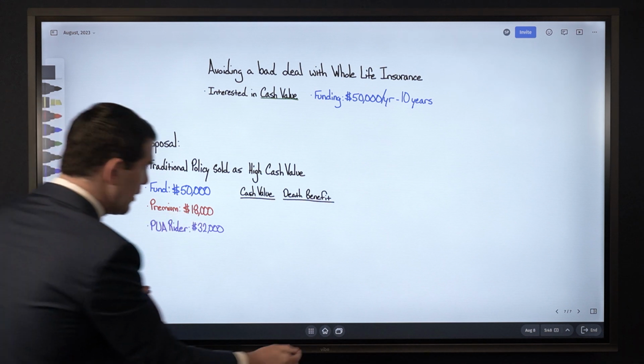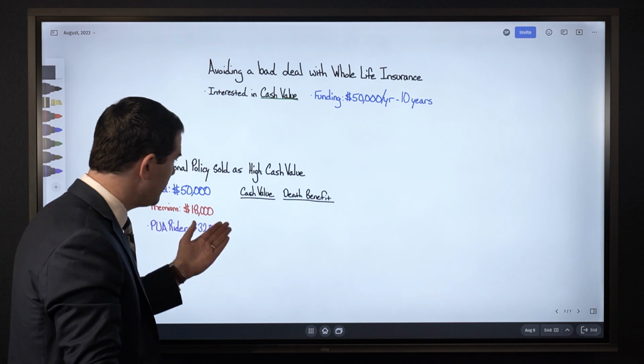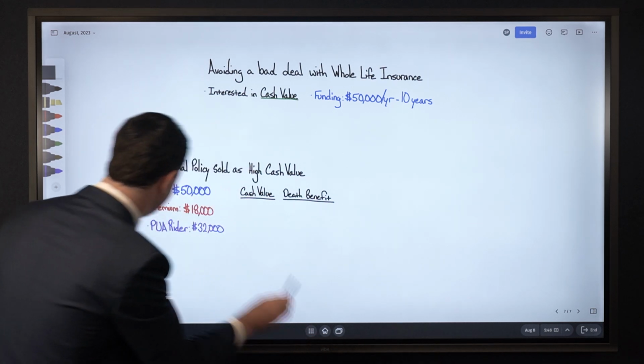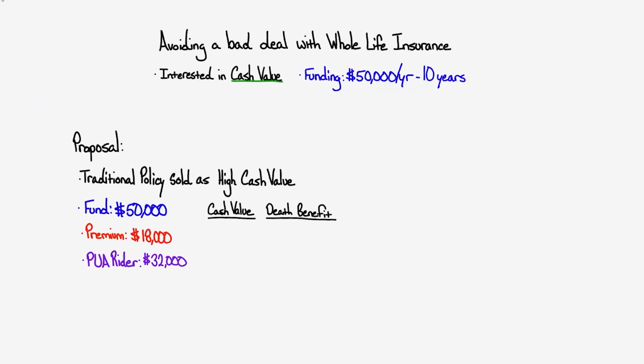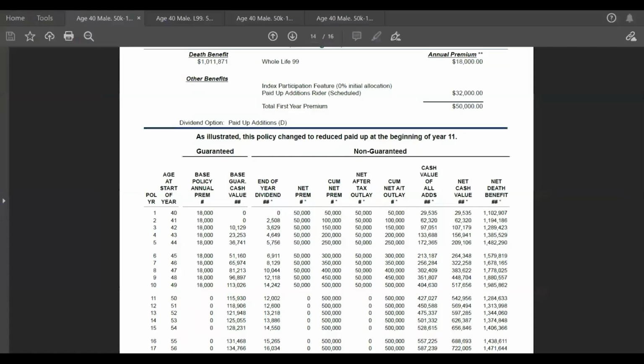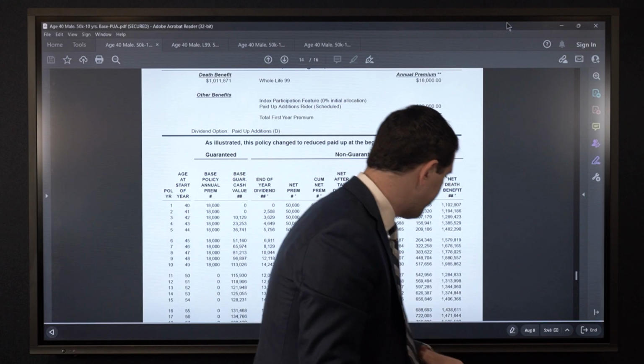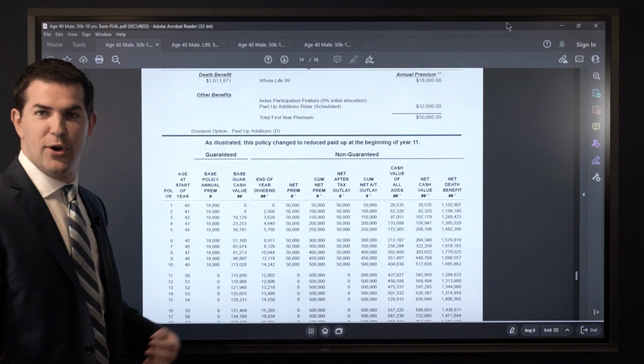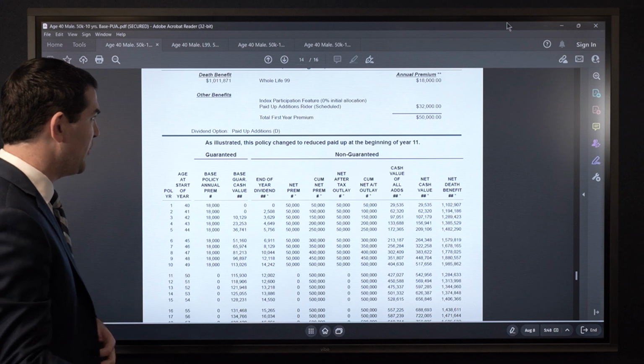Here's the thing to be aware of, and this is what a lot of people are proposed when it comes to whole life insurance policies, is that the premium piece does not build any cash value in the first and second year of a policy, especially if it's more of a traditional life insurance policy. So to see a quick example, here's what the illustration will look like. So we've got a lot of columns.